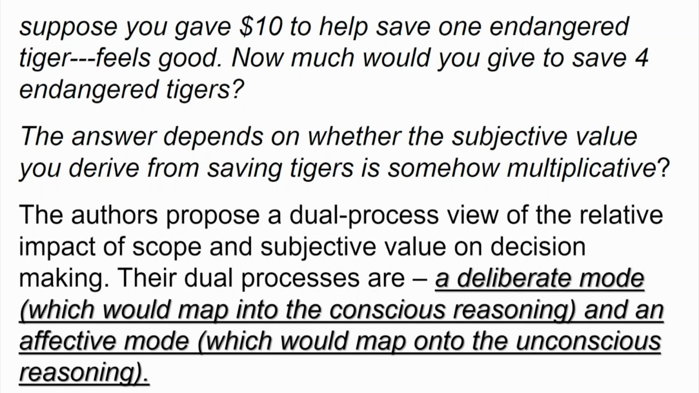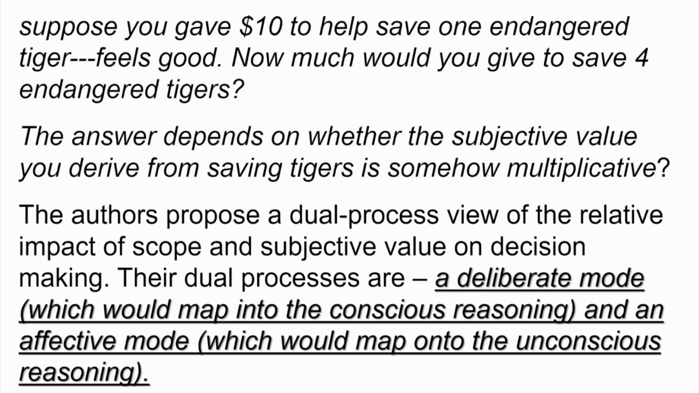But if you are functioning in an affective mode, in a way that you feel good about saving tigers, then saving 1 tiger is enough for you. The affective mode maps onto unconscious reasoning. In this case you say, I do not care, I have saved a tiger, that is the answer. Be it 1 tiger or 4 tigers, I have saved an endangered species, and so $10 is more than enough, and in those cases you do not shell out more money.